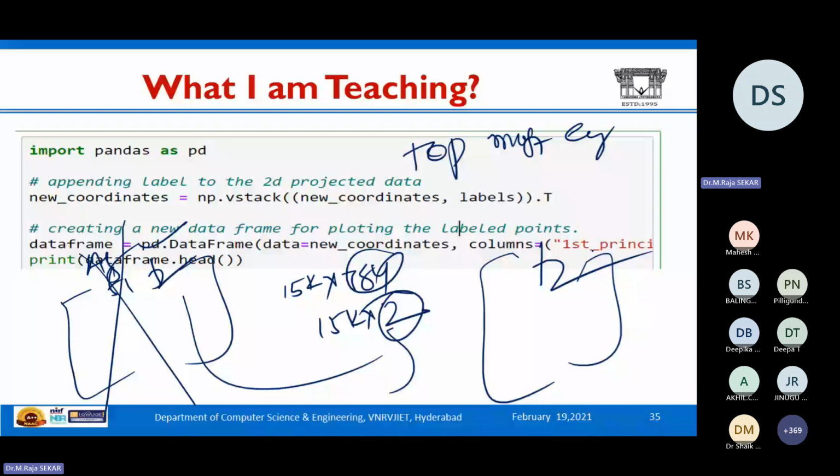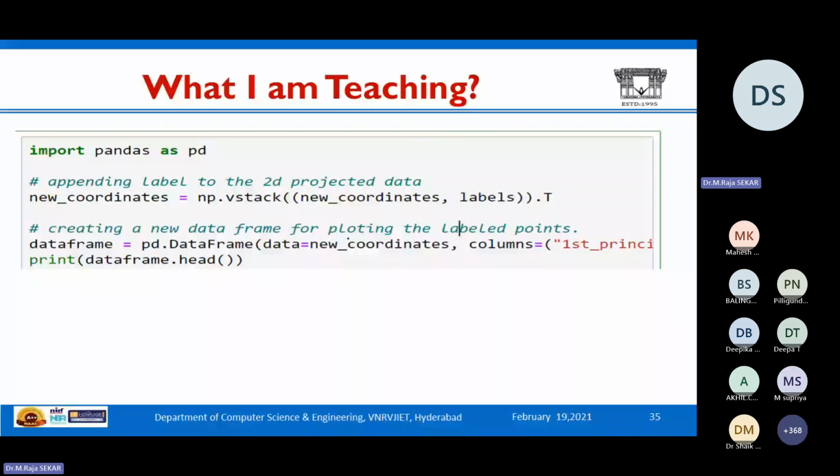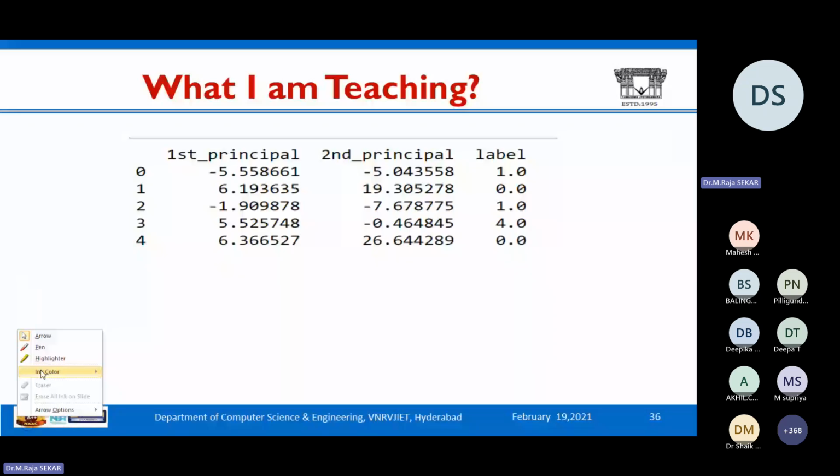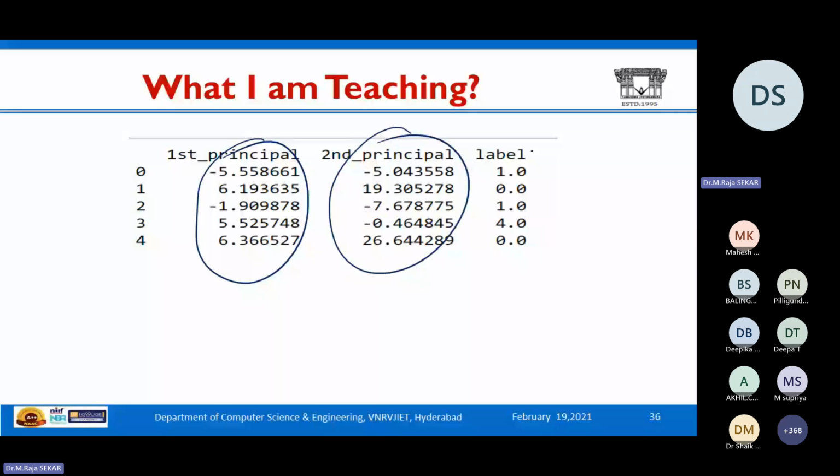If you find eigenvalues and eigenvectors for the covariance matrix, you can get the topmost eigenvectors. Just see these new coordinates here. Principal components means I'm just displaying them. You see what it says: pd.vstack means vertical stack, and pd.DataFrame. I'm just displaying the first principal component and second principal component.